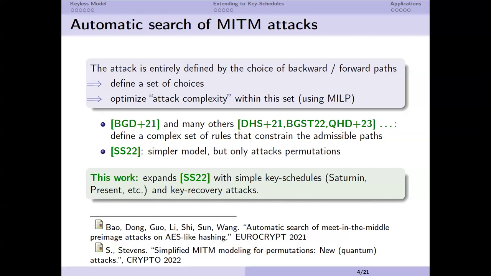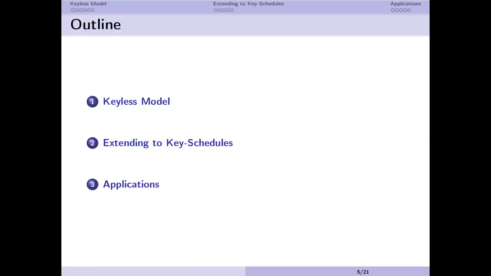So the problem is this model is only going to work for a restricted set of designs. And at Crypto 22, we worked on permutations. And in the work I'm presenting today, we try to expand this as much as we could. And so this is going to expand to key schedules, but it's going to be simple key schedules, in a sense that we're going to see. So I'm going to start with explaining the first model, the one without the keys, and then how we add the keys in this model. And hopefully that will leave some time for some applications.